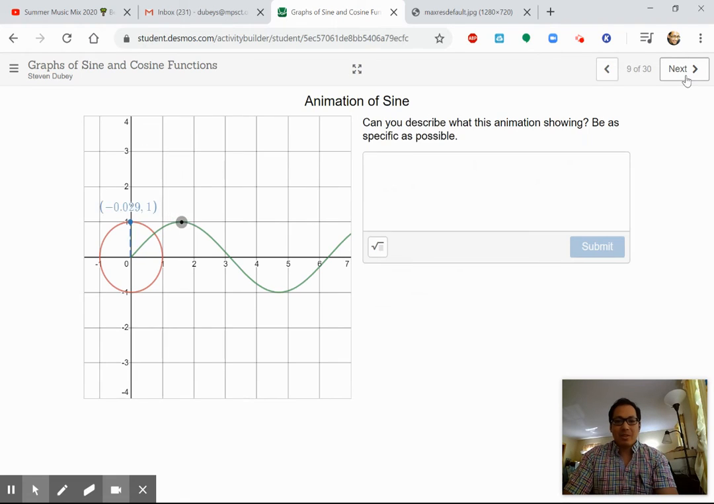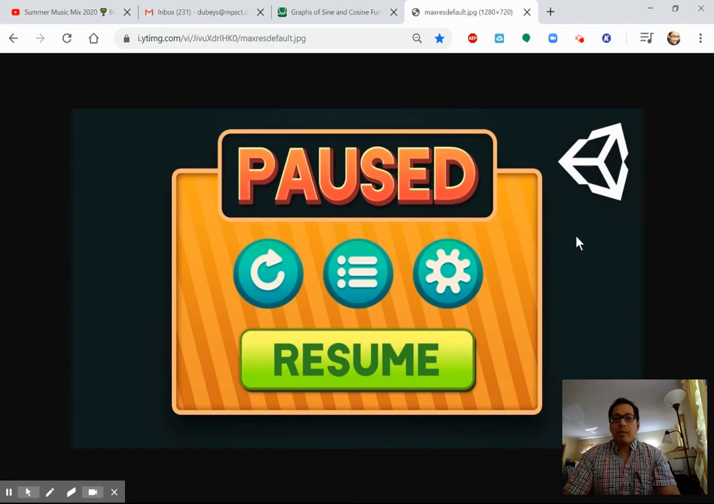Okay. So here's an animation of the sine function. Can you describe what this animation is showing? Try to be as specific as possible. I'm kind of curious. Use your verbal, your reasoning skills here, and see if you can just describe mathematically what's happening in this animation. It's good to come up with your own words for these sort of things. So go ahead and try that. Do that on your own, and then I'll come back.